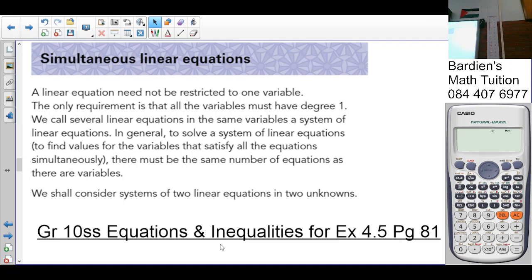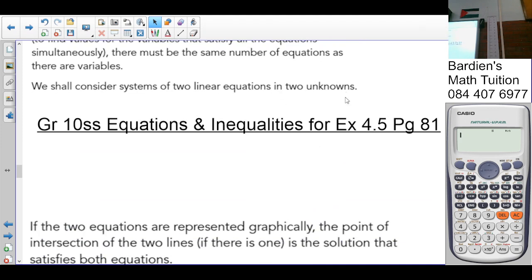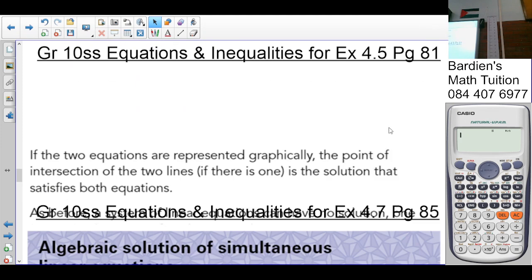Okay. I know you guys have done simultaneous equations in grade 9 as well. Not so? Who did simultaneous equations last year? It came in your exam as well. But okay, if you didn't do it, it's fine. There must be the same number of equations as unknowns, right? We said that we shall consider the system of 2 equations in 2 unknowns. Okay, so that basically led into exercise 4.6.